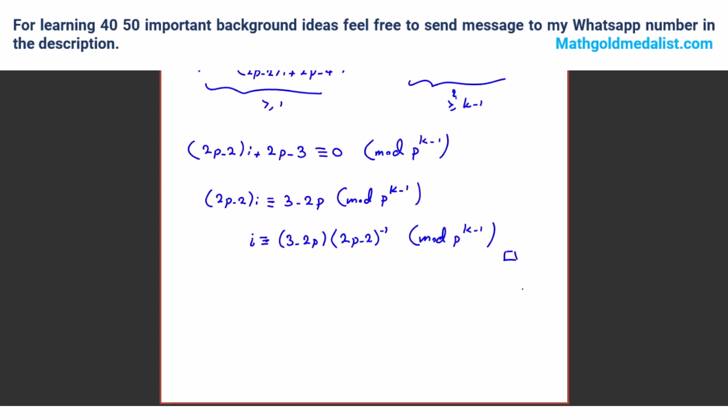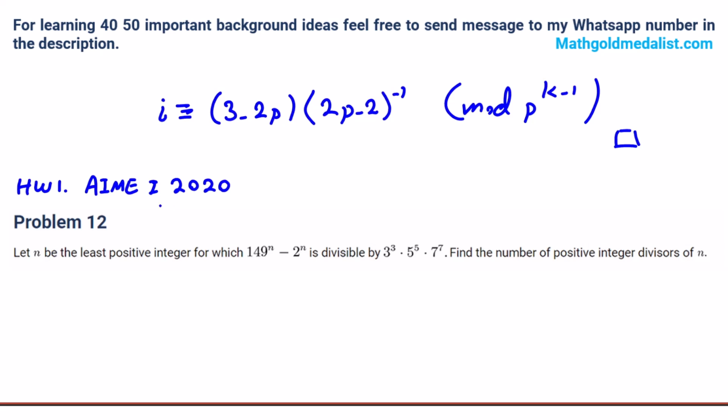Let me tell you some homeworks. Okay, try this problem as homework 1, AIME 1 2020. You can solve it with similar idea.